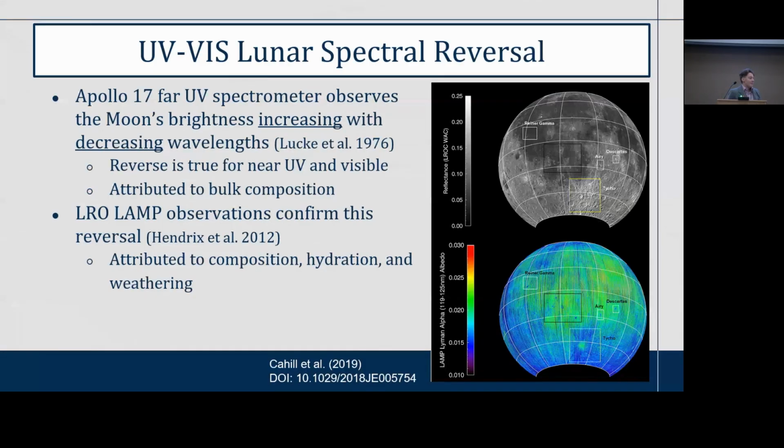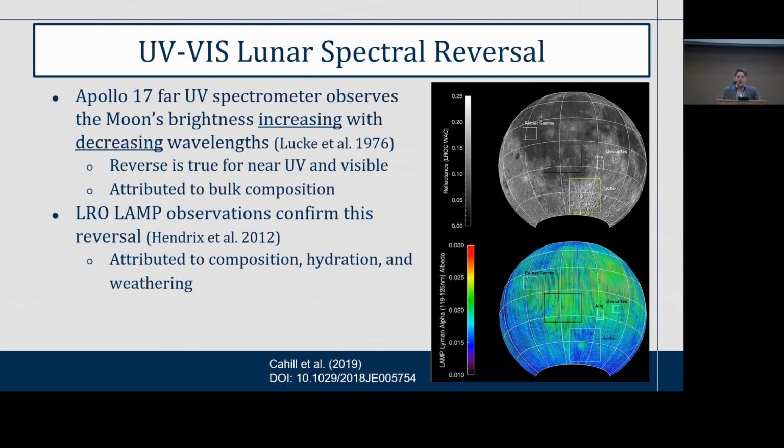So a little bit of history on why I'm interested in the UV vis: the UV vis lunar spectral reversal phenomenon. The Apollo 17 UV instrument first noticed this spectral phenomenon in which areas that appear dark in the UV were bright in the visible, and the reverse was true. At the time, this was linked to bulk composition, so there were opaque minerals causing this spectral difference.